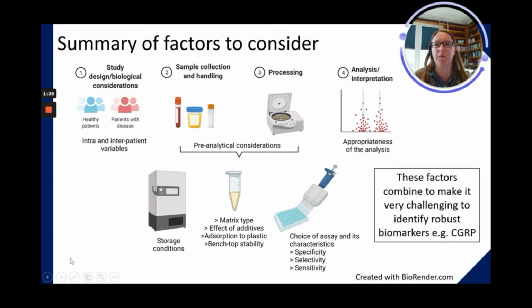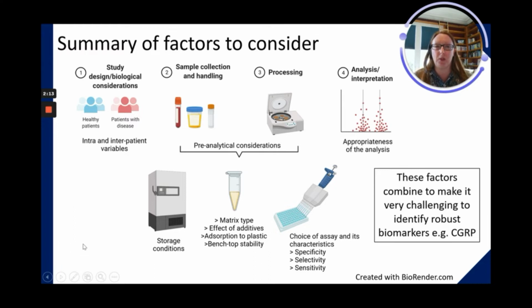This provides a summary of factors to consider that I will go over, which start with study design and biological considerations within the patient, then the collection of the sample and handling and its processing, which are pre-analytical considerations. And in addition to that, you have analysis and interpretation considerations that I won't have time to go into today. But the point from this slide is that these factors all come together to make it very challenging to identify robust biomarkers.